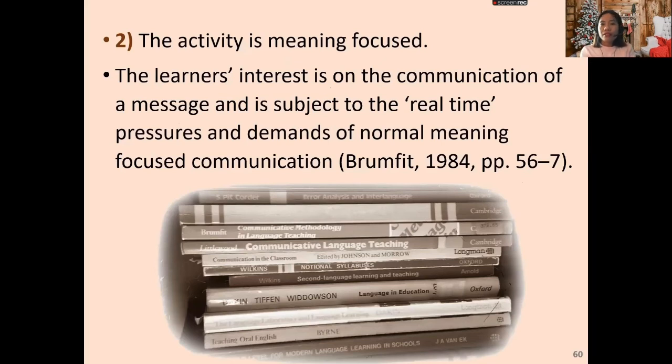Okay, let's not teach something and then they don't know the meaning. We have to make sure they know the meaning, because if they know the meaning, it would be easier for them to remember and learn the vocabulary. That's why the activity is meaning focused.